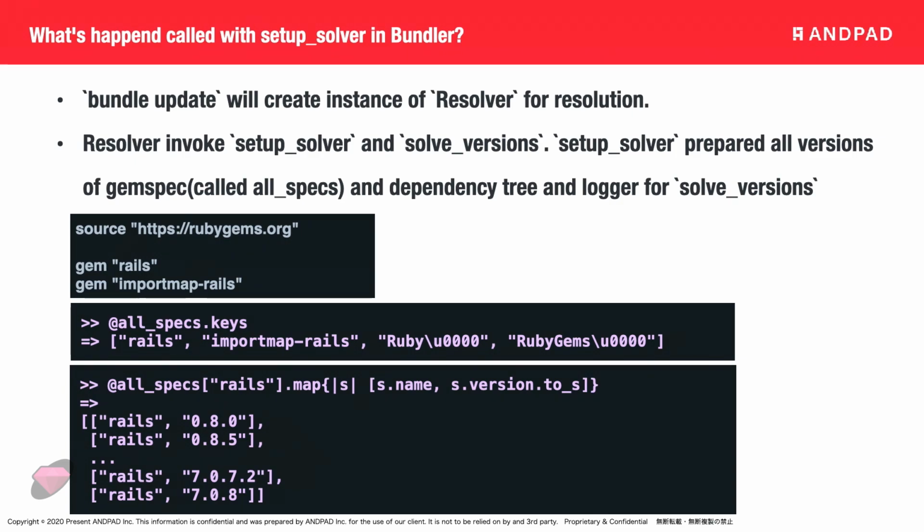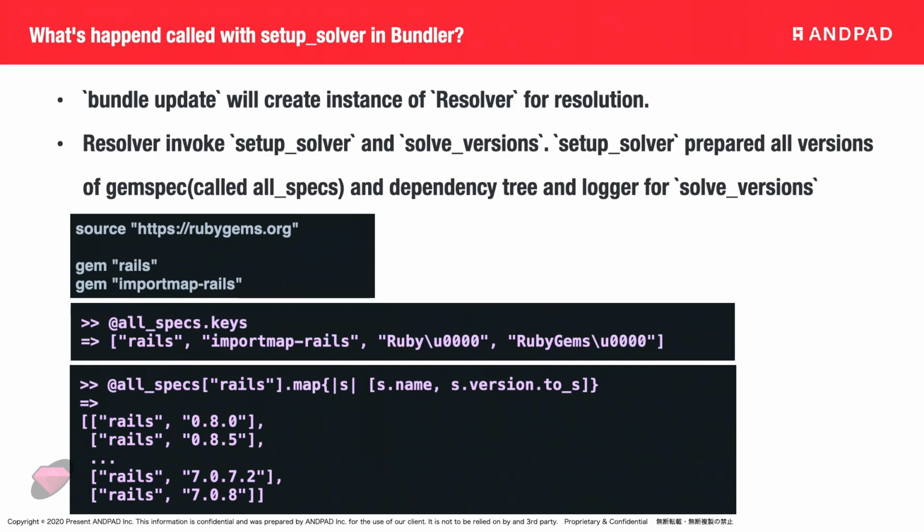So let's look at the Gemfile with only two dependencies, which are Rails and importmap-rails. Bundler update creates an instance of a class called Resolver, which uses PubGrub internally. In the resolver, it invokes the setup_solver and solve_versions methods. Setup solver generates the list of all available versions of gems retrieved from rubygems.org for your Gemfile.